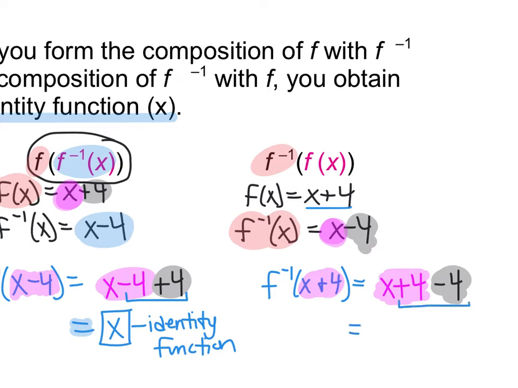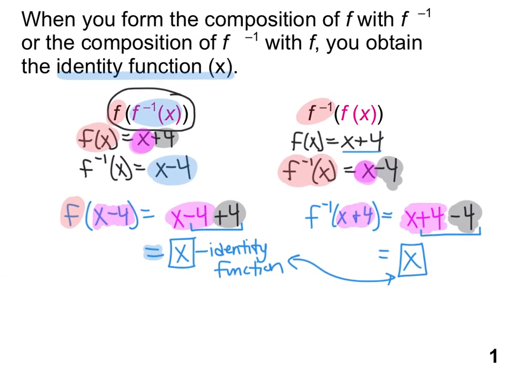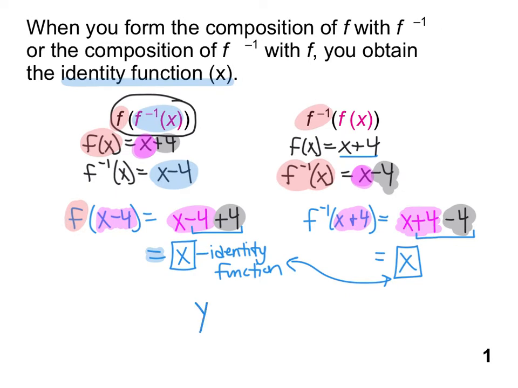combining like terms here, 4 minus 4 is 0, so it's just x, and that's what we want. We want that to happen in both situations of the composition. So this verifies, yes, these are inverse functions. These are inverses of each other. As long as your answer is x in both situations, you will have inverses.